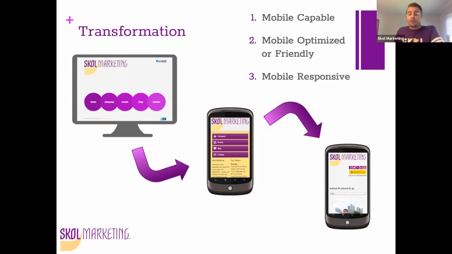The other thing to know is that last year in 2019, Google switched over to what we call mobile first indexing. What that means is that when Google looks at your site and your web presence, they're looking at it from a mobile site first, and then going to your desktop second.